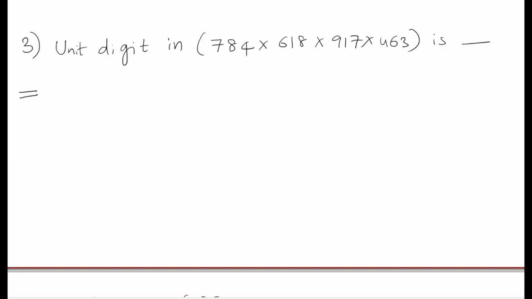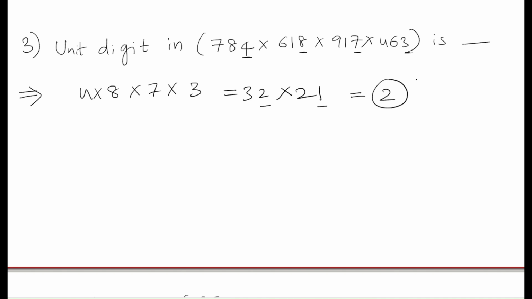Let's see another example: the units digit in this particular expression. As this is a simple equation, we can multiply the units digit positions, like 4 multiplied by 8 multiplied by 7 multiplied by 3. 4 eights are 32, multiplied by 7, then 3 sevens are 21. There is no need to multiply all of these; we are only considering the units digit. So let's multiply these: 2 ones are 2. By simply seeing the question you can answer, with no need of multiplying the complete equation.